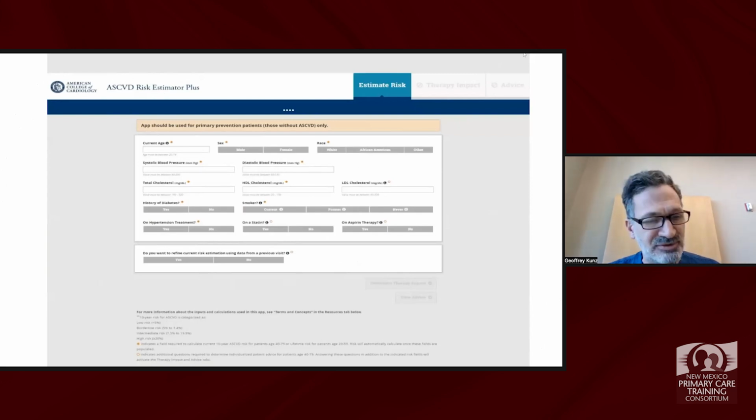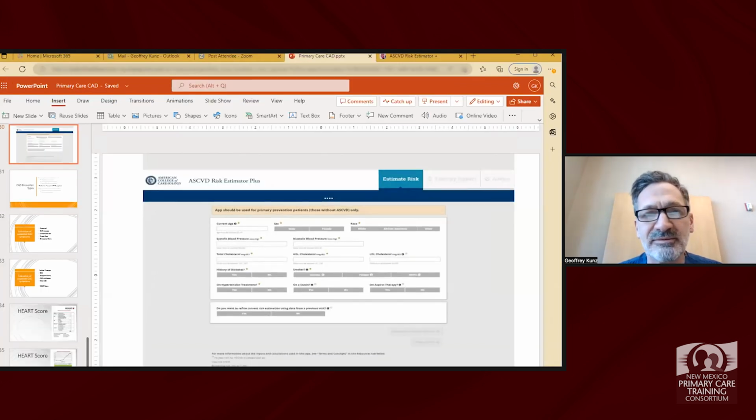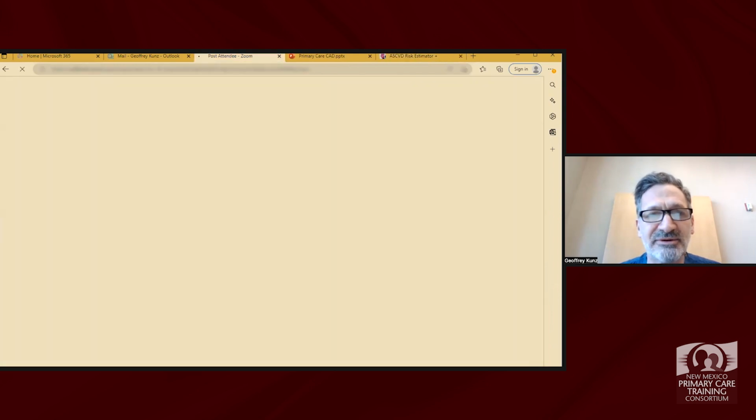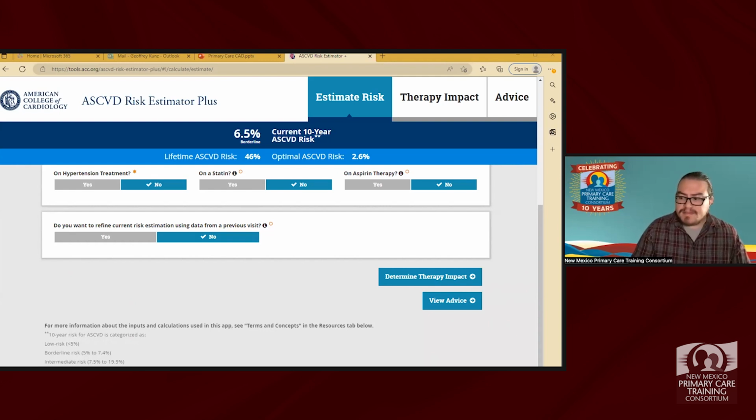So to go back to the risk calculator, just one other thing I want to point out on it as we're talking about these interventions. I think I just lost it. There was one other feature I was going to show you on it, which I will just describe, is you can, can you all still see me? Yes. All right.